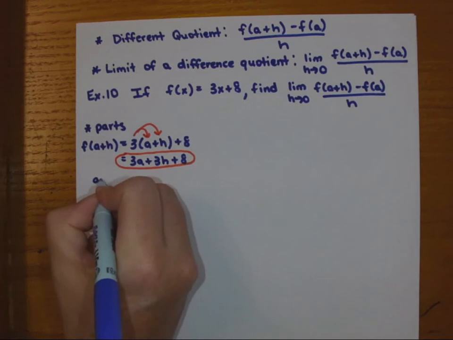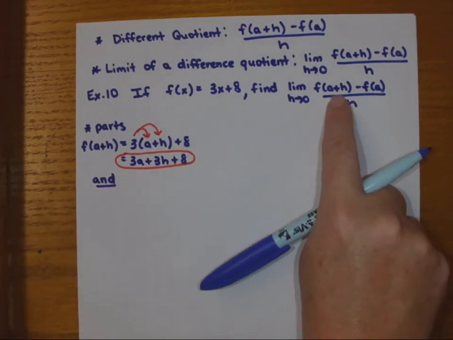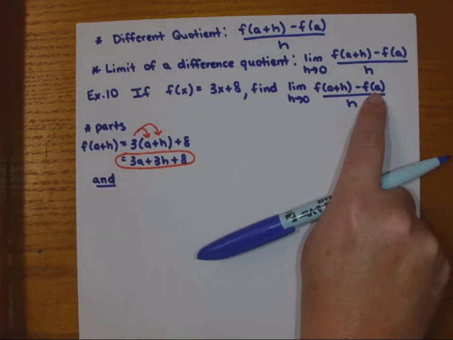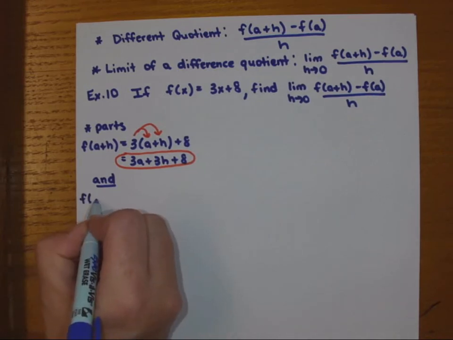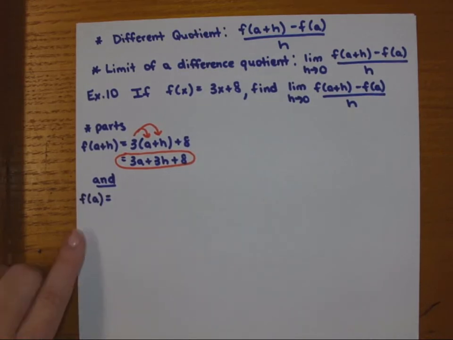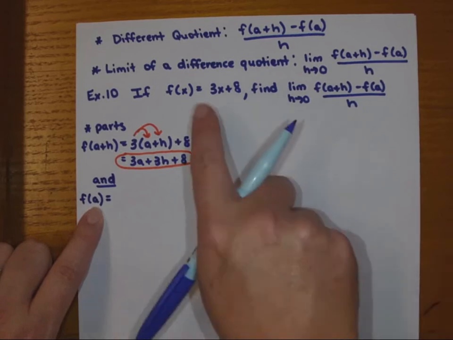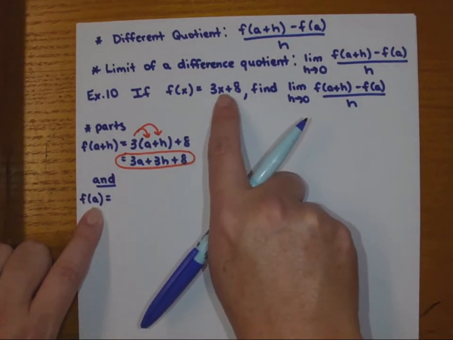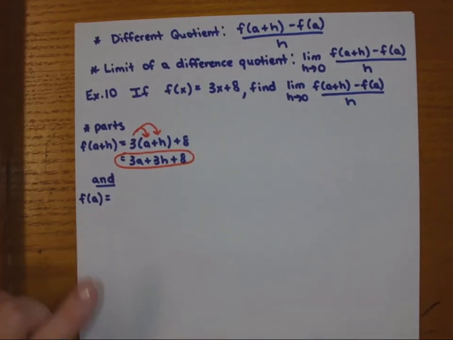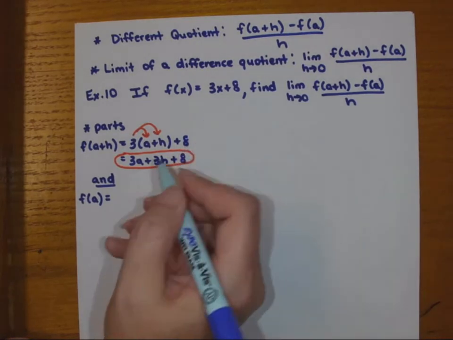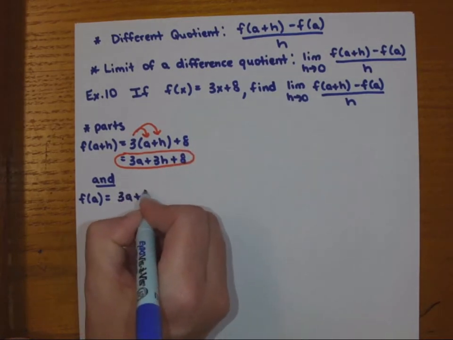Okay. So let's look over here. I figured out what f of a plus h is. Now let's talk about what f of a is. That's actually a lot more straightforward. Remember, f of anything means come up to your f of x equation and replace your x with whatever in the parentheses. So instead of 3x plus 8, we're going to get 3a plus 8.